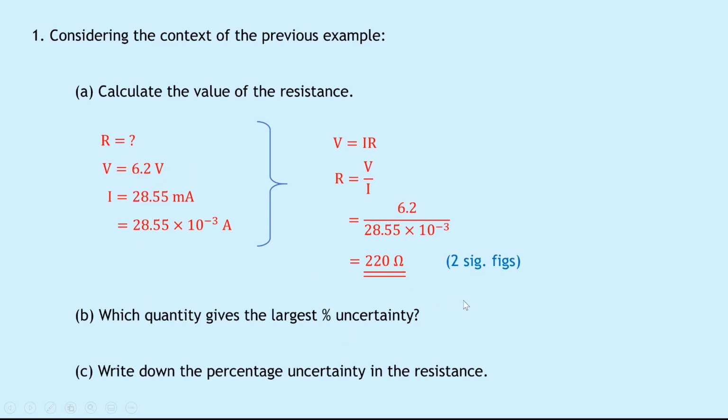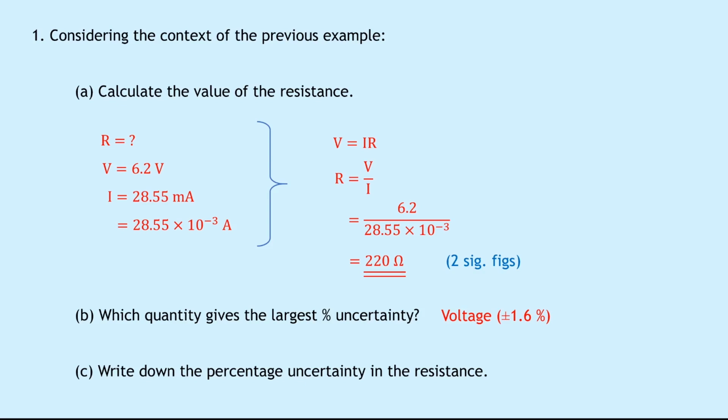Part B says which quantity gives the largest percentage uncertainty. So remember from the previous question, the biggest uncertainty was in the voltage reading, and it was stated as plus or minus 1.6%. So feel free to rewind the video to check that that is the case.